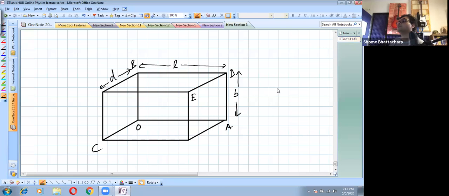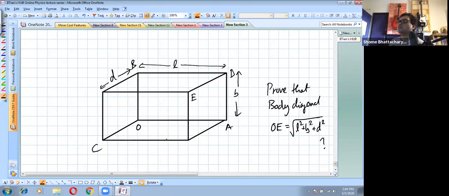Now what I want to show is that the body diagonal OE should be of this magnitude, the square root of L square plus B square plus B square. If we can prove this, then our vector thing is done. For that, what we do is we use Pythagoras theorem twice.